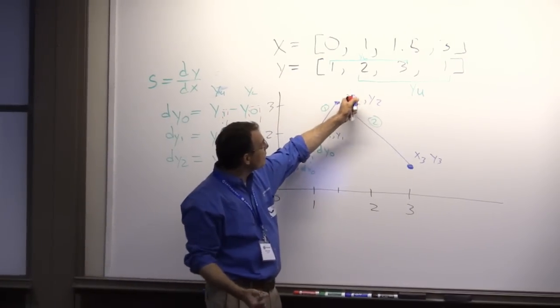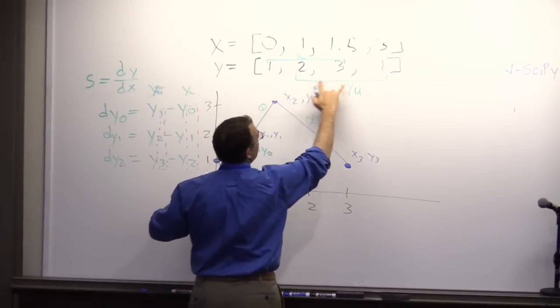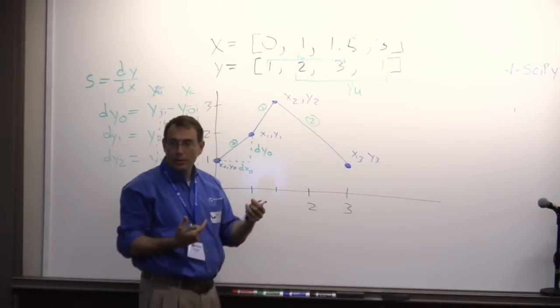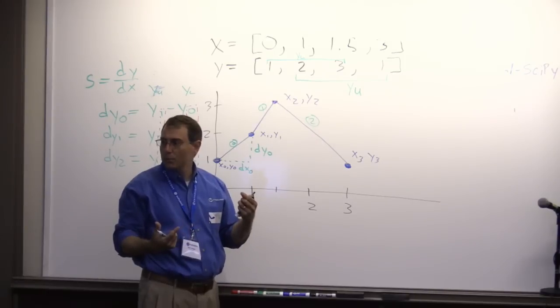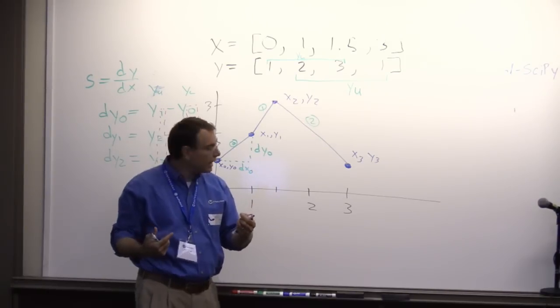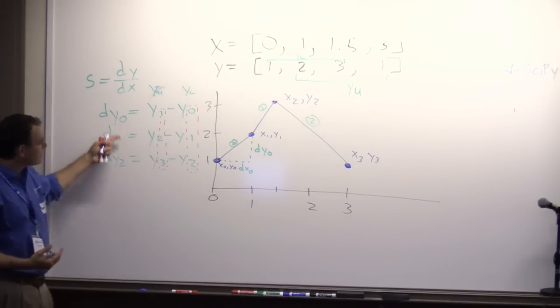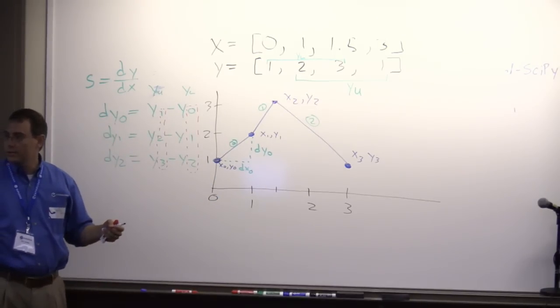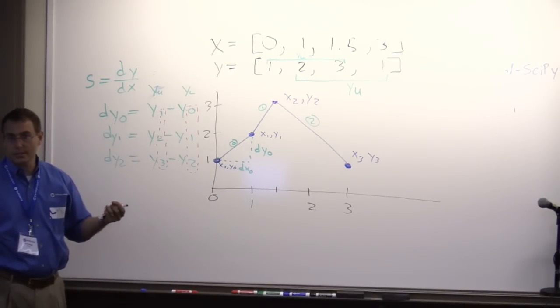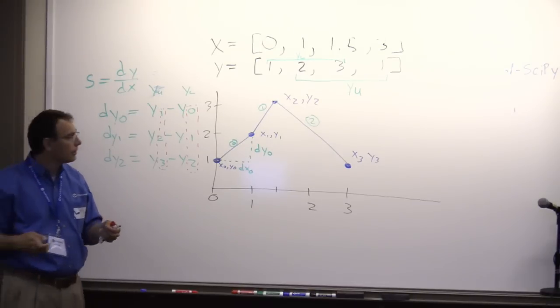Okay, now we have a setup where, look, this is three elements and this is three elements. They're both the same size. If I just subtracted one from the other, we're actually calculating the dy's for all of these all at once. That's the magic here. This is called vector math on these guys.